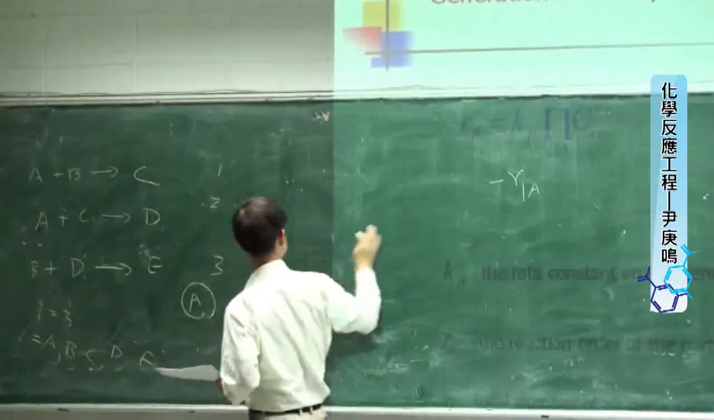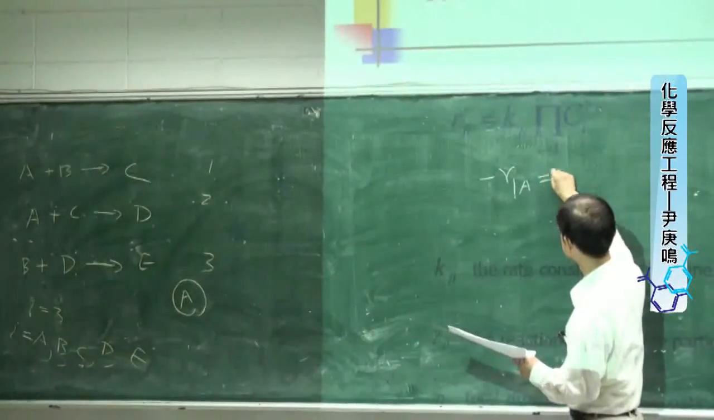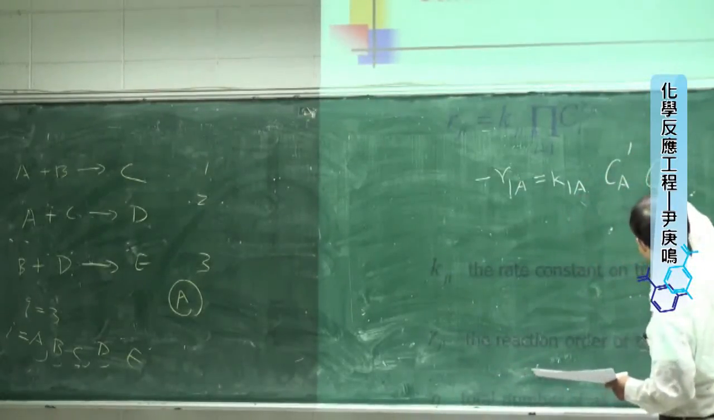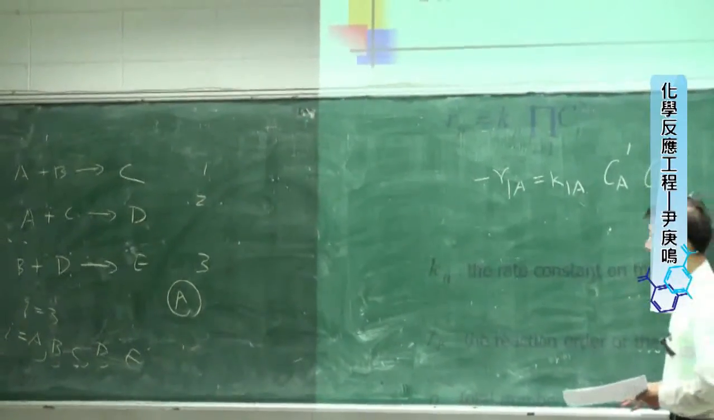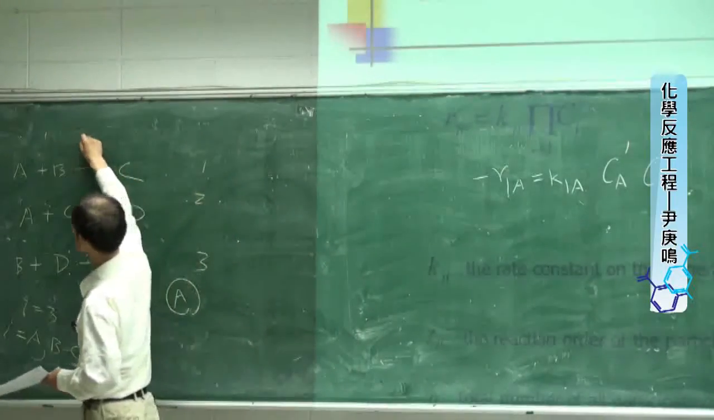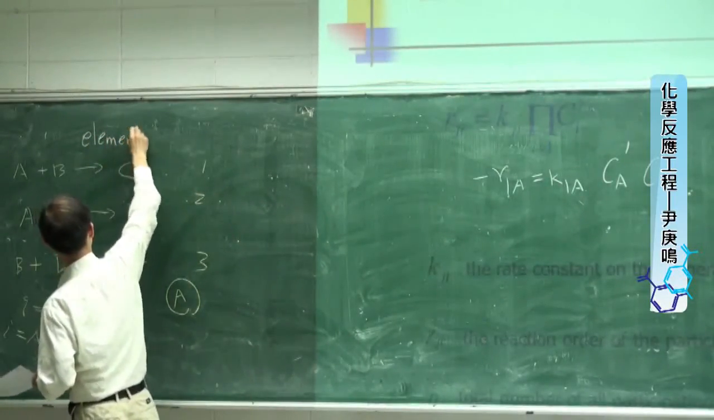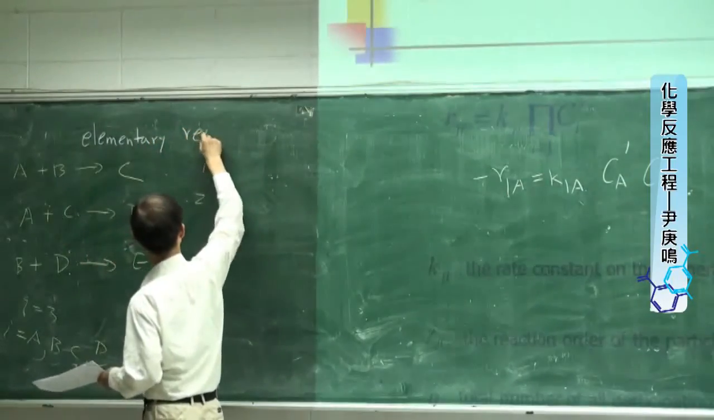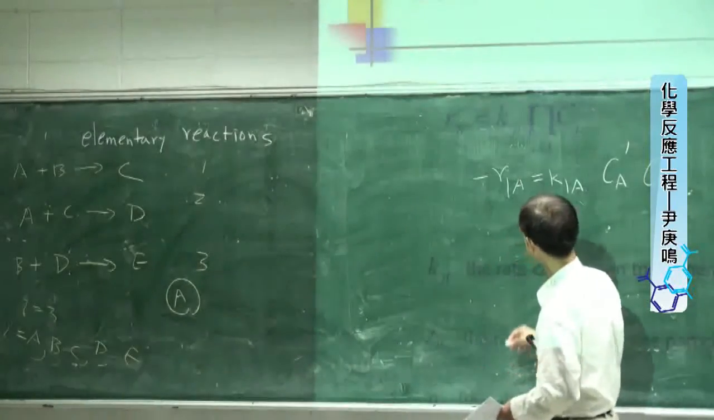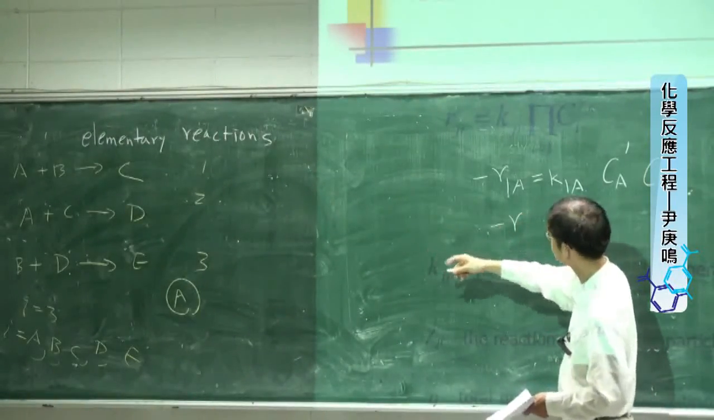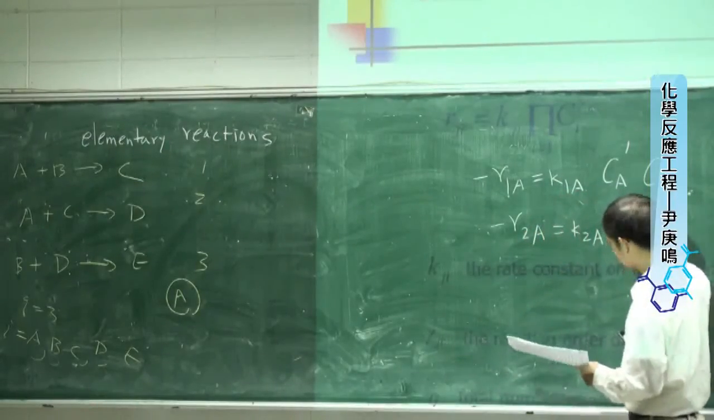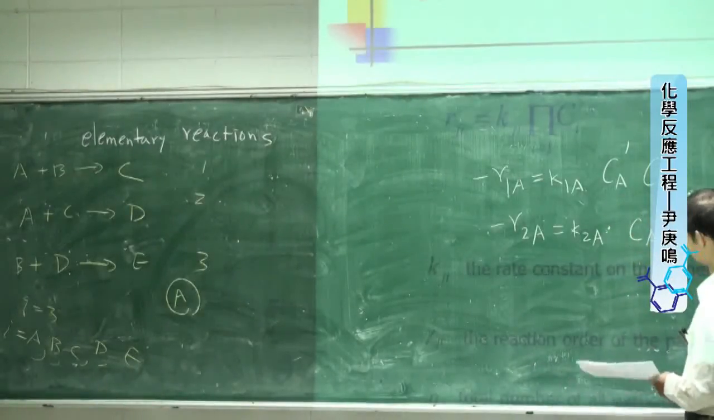R1A, okay, so because A is a reactant, so we can say the consumption rate of A will be equal to K1A times Ca to the first order. Again, to the first order, if we assume they are elementary reactions, okay, so just put here, elementary reaction. Okay, so the consumption rate of the second reaction will be R2A equal K2A times Ca to the first order.